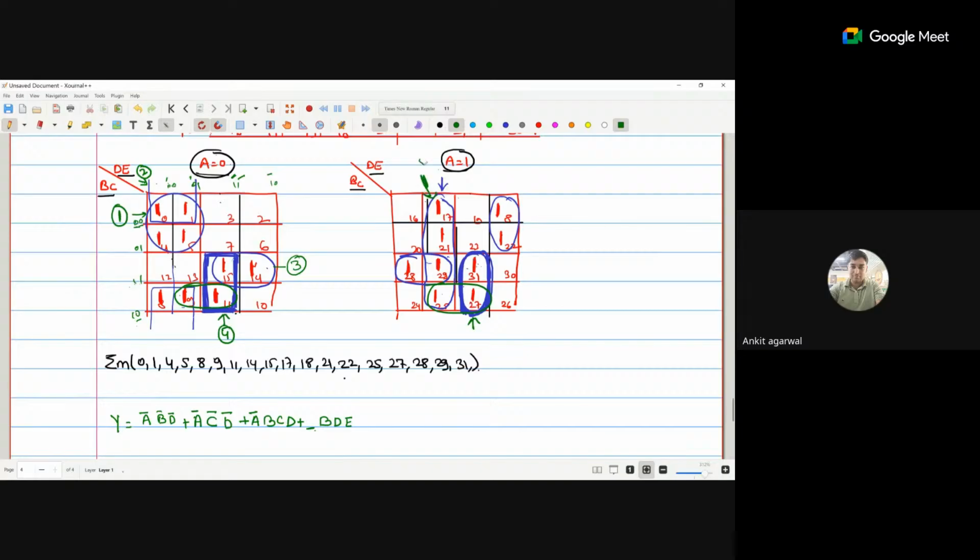So this is group 5. For this group 5, D is constant and E is constant. D is 0, D bar, E is 1, E. But for this matrix, A is also constant. A, D bar. And the value of A is 1 now. That's why I take plus this group.